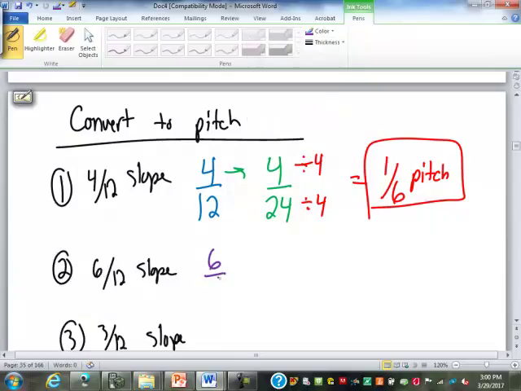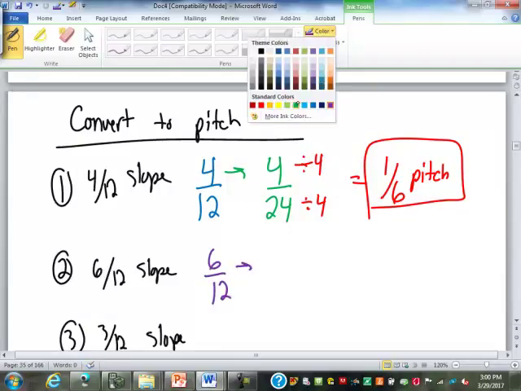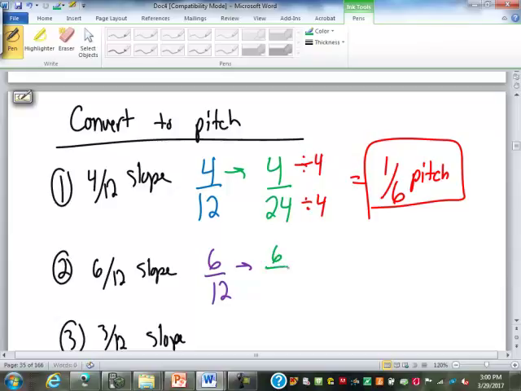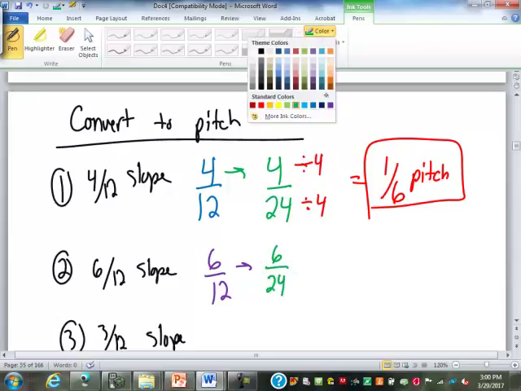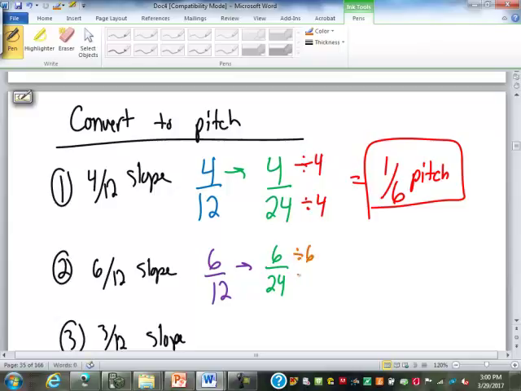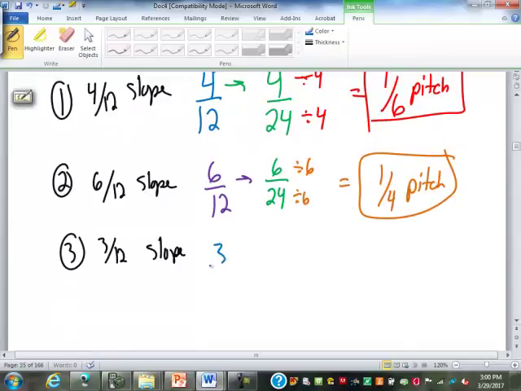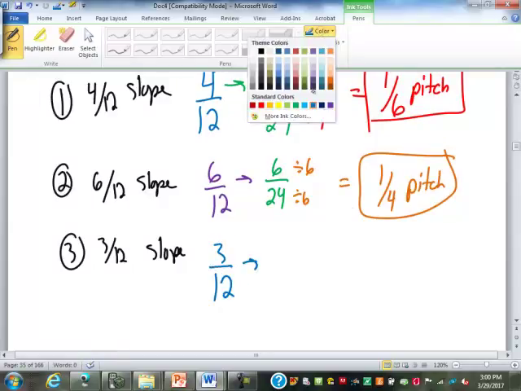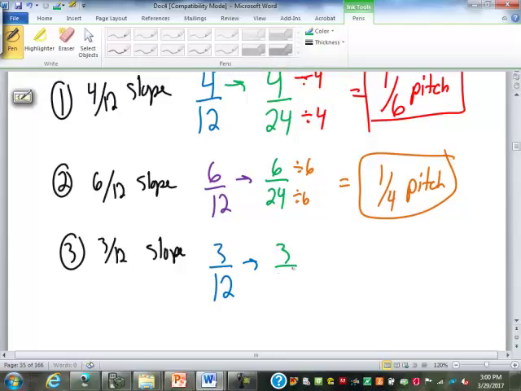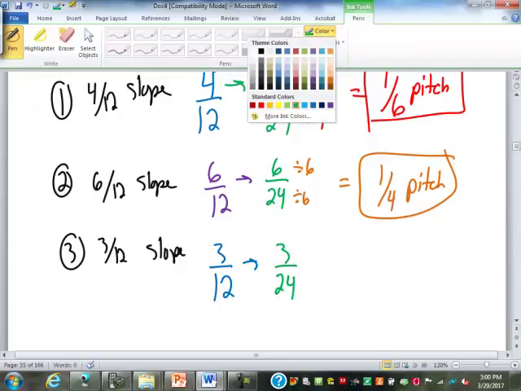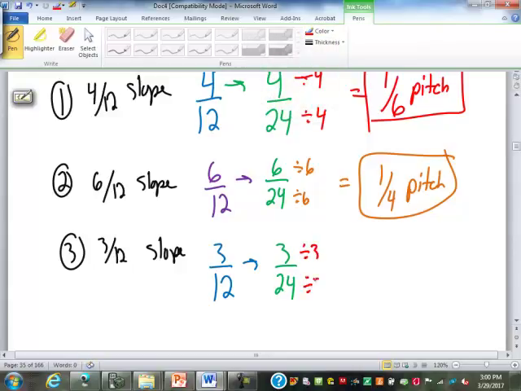So for the 6/12 slope, what's that going to become? Perfect. 6 over 24. Both of those can be divided by 6, so it reduces to a 1/4 pitch. And finally, the 3/12 slope will become what? 3 over 24, that's going to reduce to 1/8. Perfect. 3 over 24. And both of those divide by 3, which reduces to a 1/8 pitch.